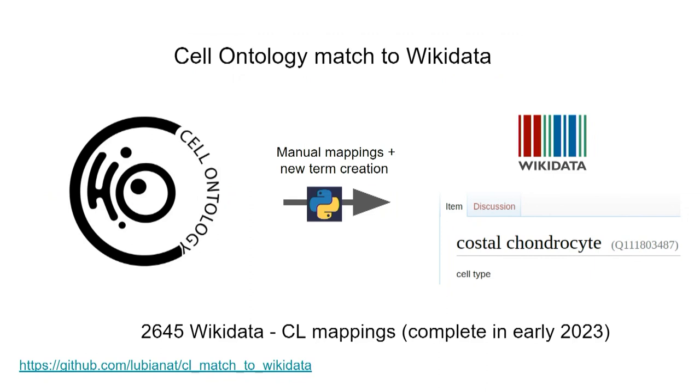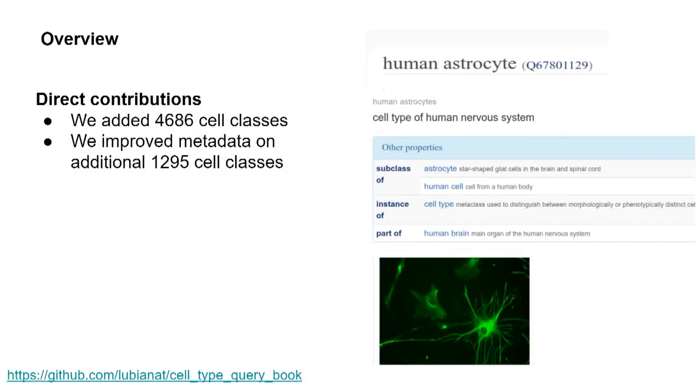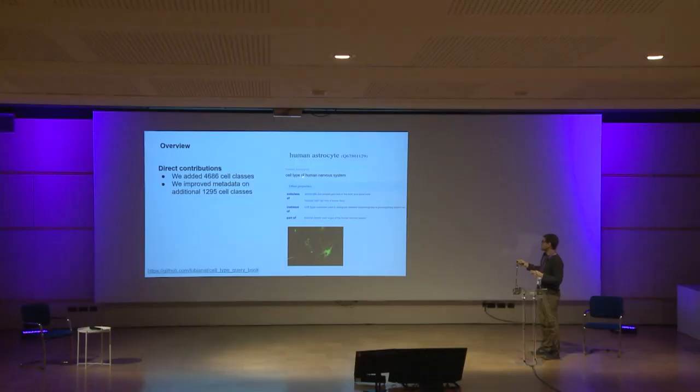I also did some work mapping the cell ontology to Wikidata. So early this year, I kind of completed these mappings, these XRefs from Wikidata to the cell ontology, so we could have this kind of coverage. And this is what the term looks like when you go to the web interface of Wikidata. You have the name, you have an ID, then you have some description, a cell type of the human nervous system. This is not, look, it's not a definition, right? It's just some general description to differentiate this from other things that could be called human astrocyte. And then you have the triples, the properties, a subclass of astrocytes, a subclass of human cell.